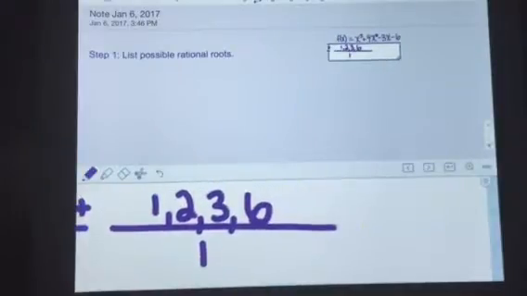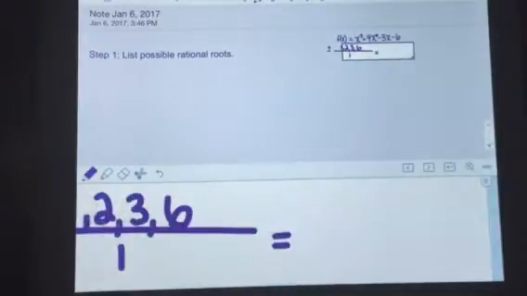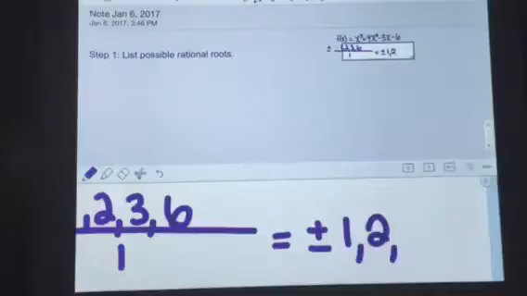So now you divide each of those numerators by 1, and you get your list of possible rational zeros, or positive or negative 1, 2, 3, and 6. So that's 8 possibilities altogether, because each of those could be either positive or negative, 1, 2, 3, or 6.